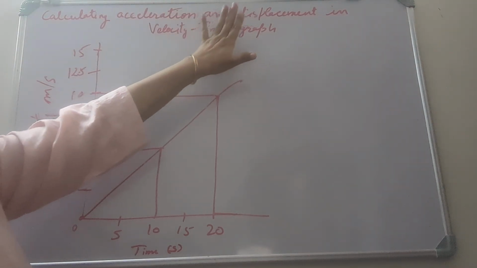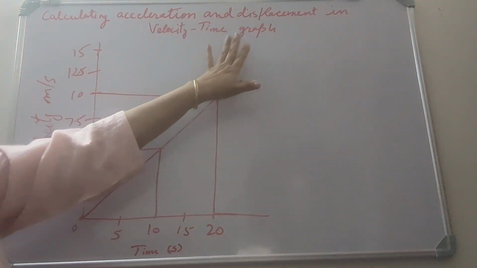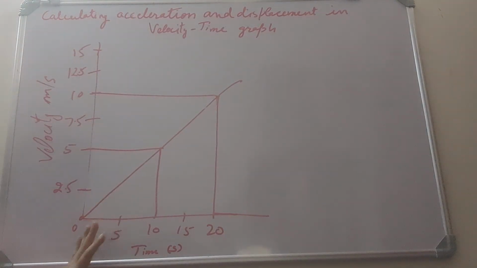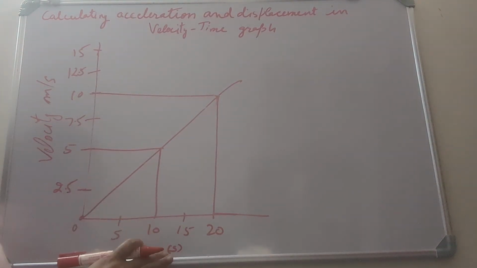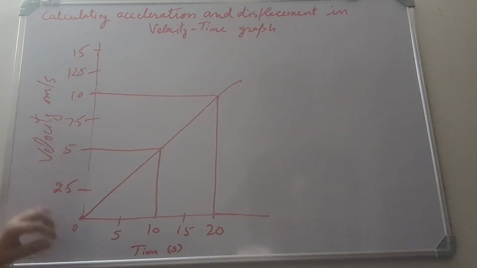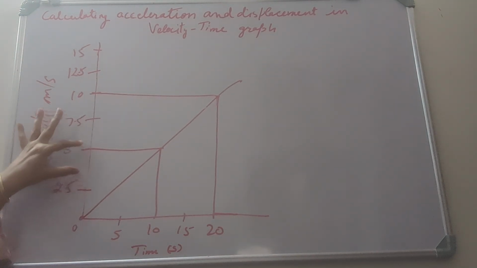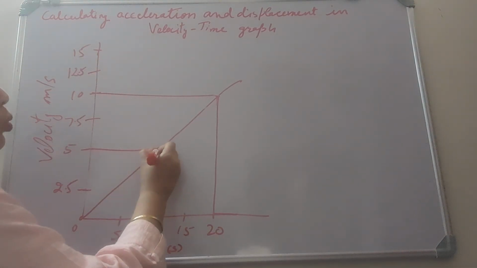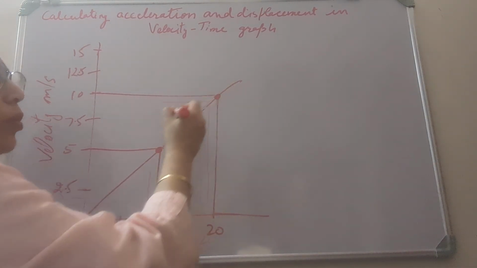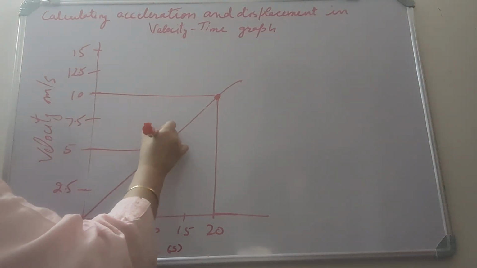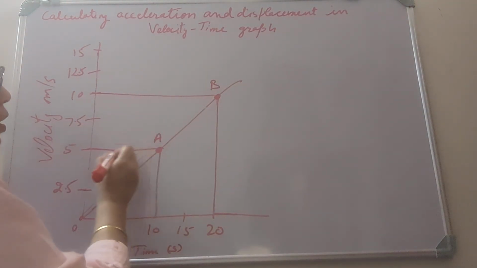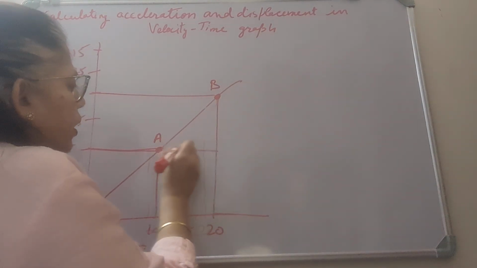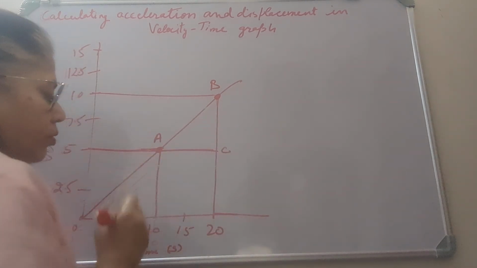Calculating acceleration and displacement in the velocity-time graph. Let's take this graph here. It is a graph of increasing velocity, and acceleration is constant because velocity is increasing in equal intervals of time. Let's take these two points, A and B. This is the point A, this is the point B. Now extend this line, this is C.